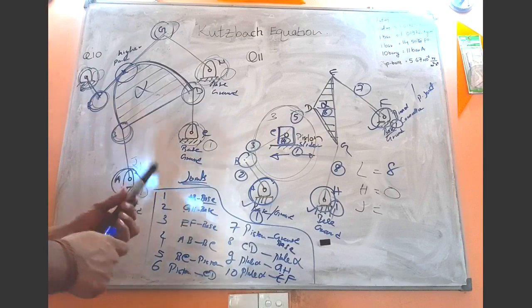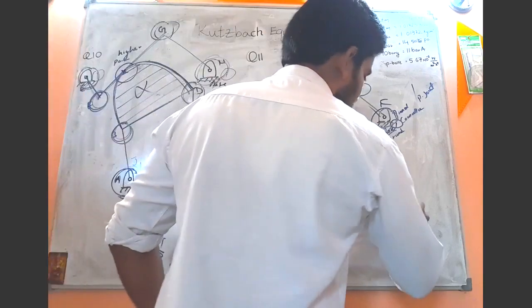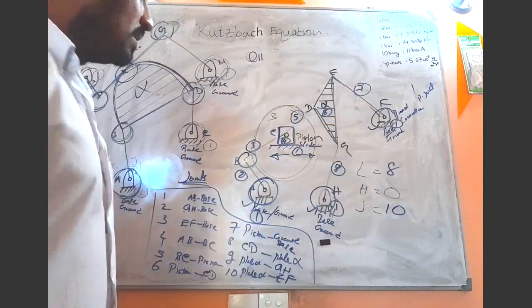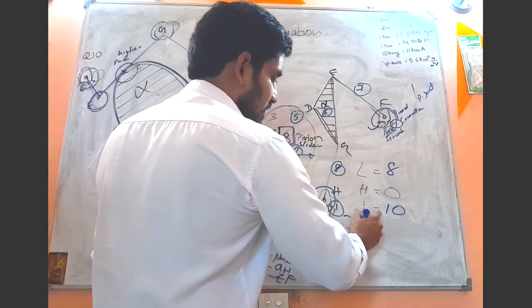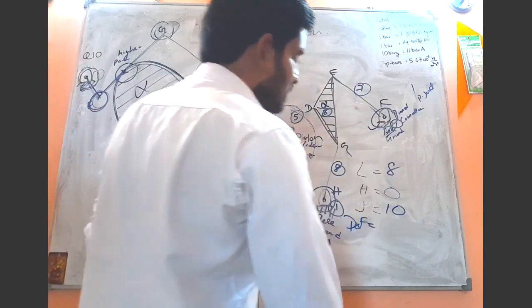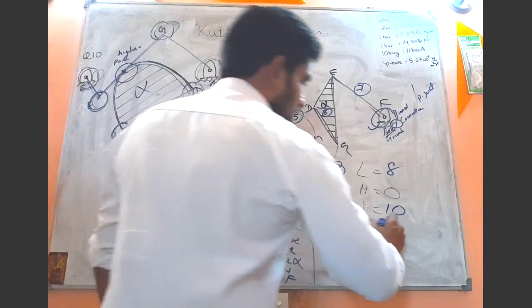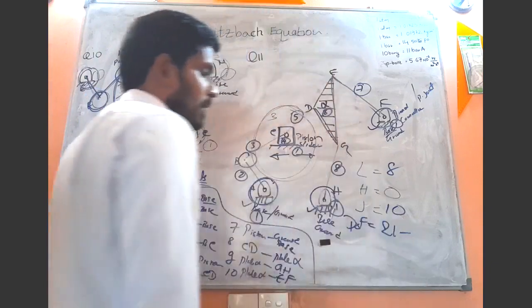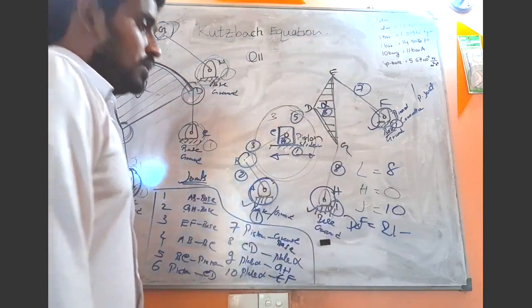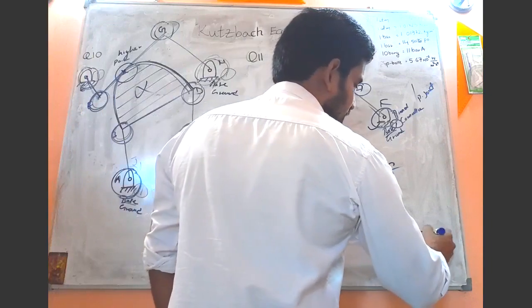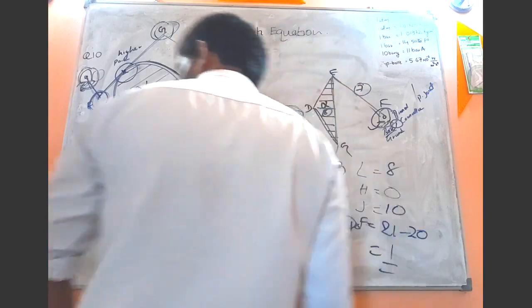So now you know we have 10 joints there. So then what is the degree of freedom? 3 times the number of links minus 1, that is 21, minus 2 times the number of joints, 2 times 10 is 20. So what is the answer? The answer is 1.